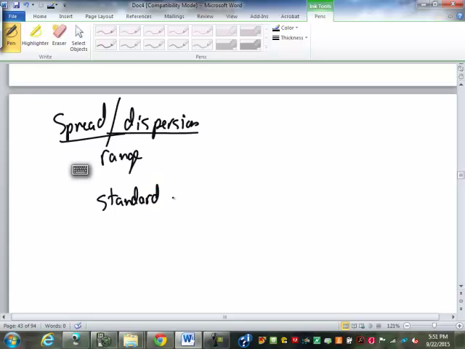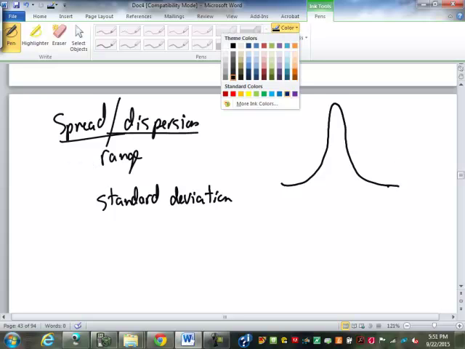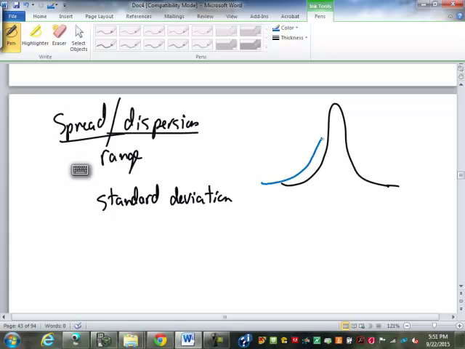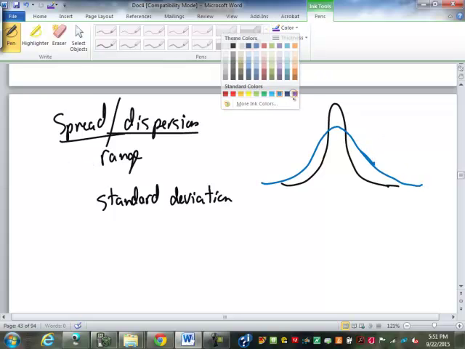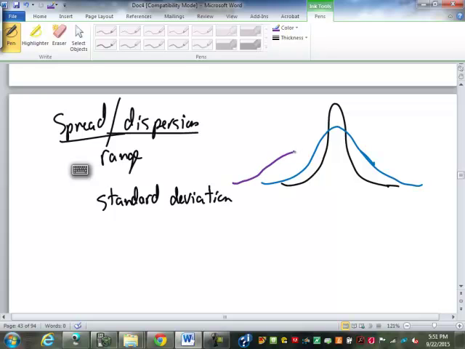So we found the range and the standard deviation. And what those were talking about on that curve is the width of the curve. We can have a curve, still a bell curve, but it's very narrow. That has a very small spread or small dispersion. Or we could have a bell curve like this as more of a medium dispersion. Or we'd have one like this that's very, very spread out. Large spread, large dispersion.